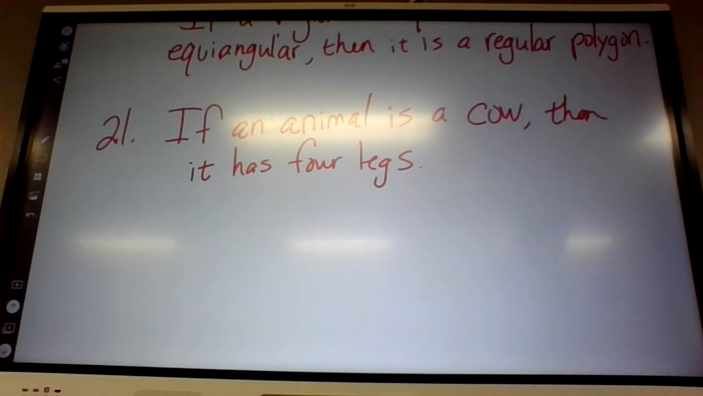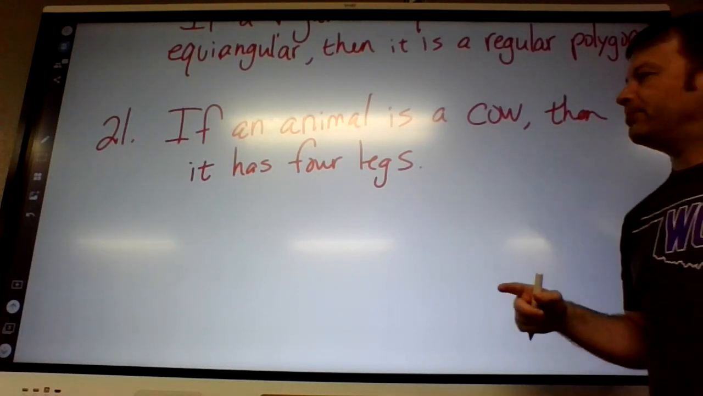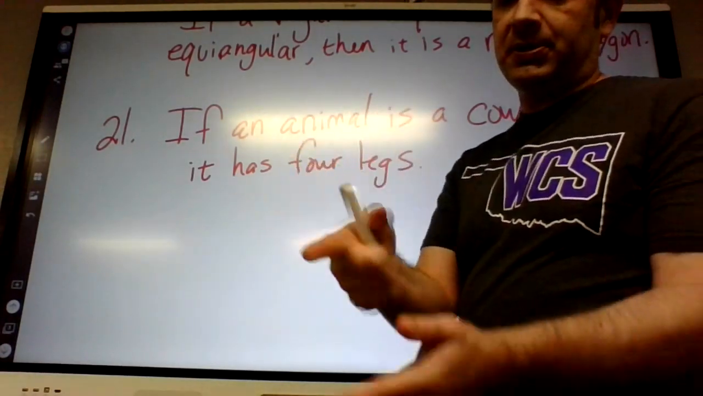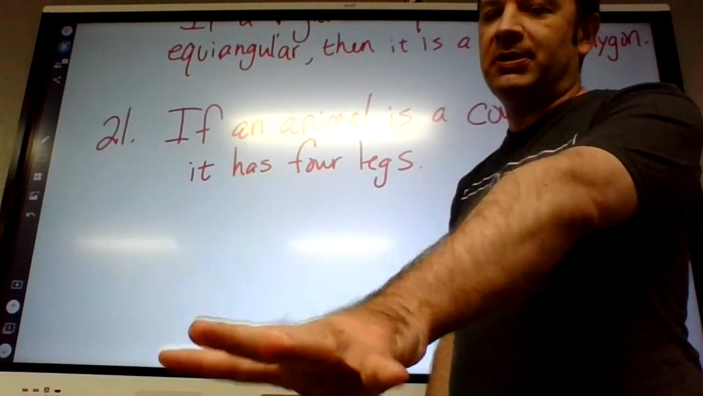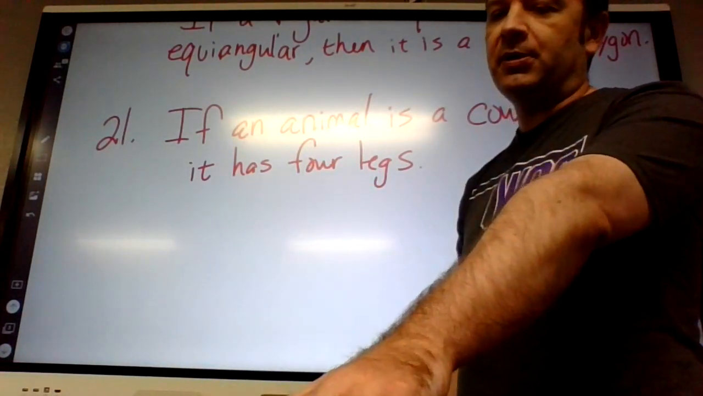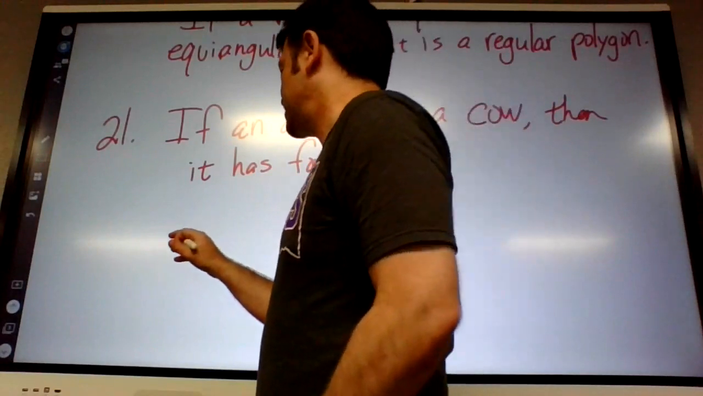Then we're supposed to write it as a biconditional. So the 2 statements together. So basically, just looking at the original, you take off the if. So an animal has 4 legs.